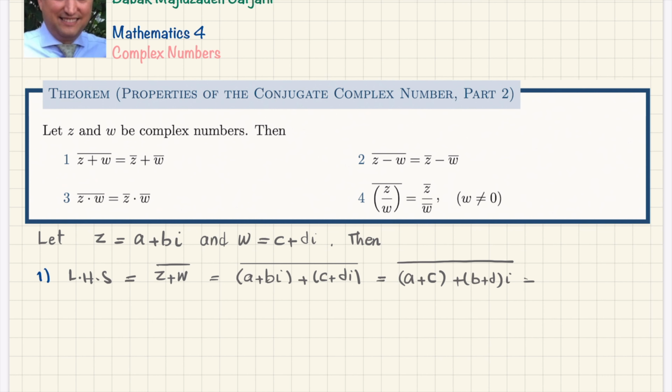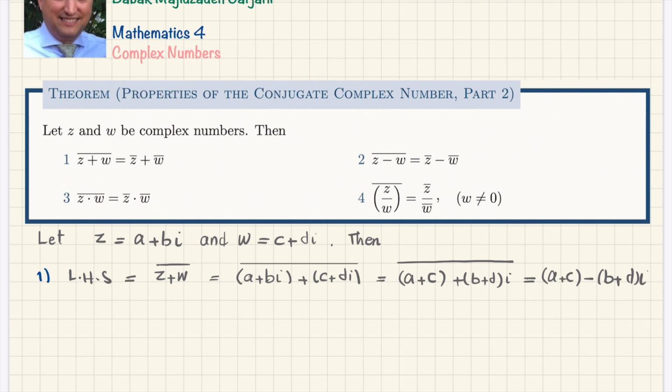But now, can you tell me what is the conjugate of this expression here? Yes, just say it. A plus c minus b plus d times i. Yes, exactly. That would be the same complex number, but you have to change the sign of the imaginary part. So this becomes a plus c minus (b plus d) i.